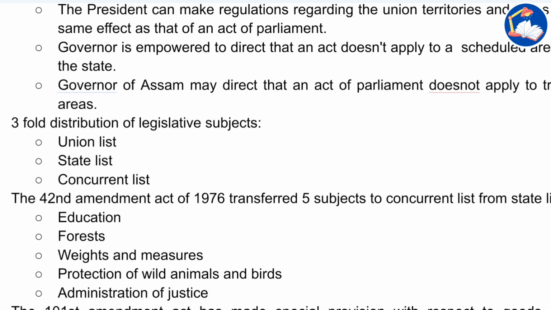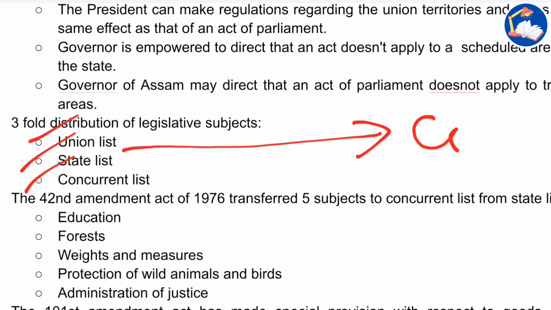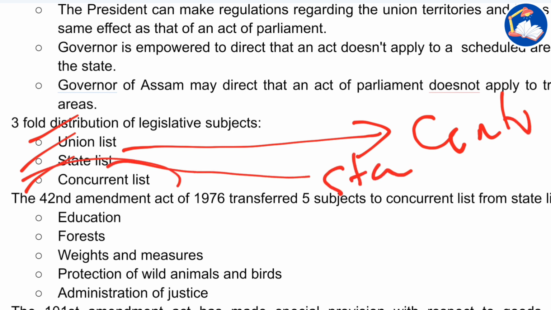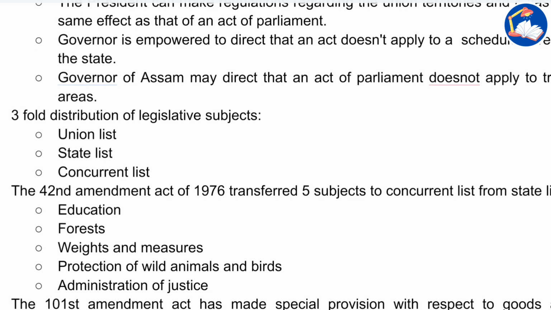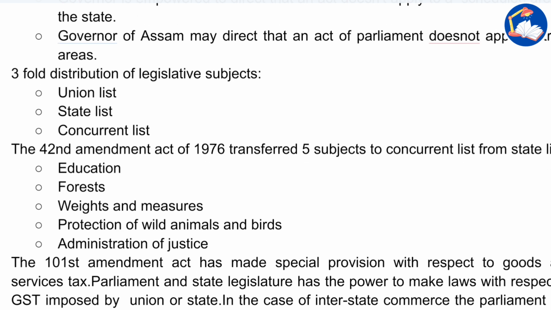Threefold distribution of legislative subjects. What are they? The union list, state list, and concurrent list. Okay, the union list includes subjects that are under the direct control of the center. In the case of the state list, it's under the state. The concurrent list is on a mutual understanding basis. Like when there is a conflict between the state and the union, the opinion of the Parliament will be the ultimate choice. Okay, we'll discuss it in the coming sessions.